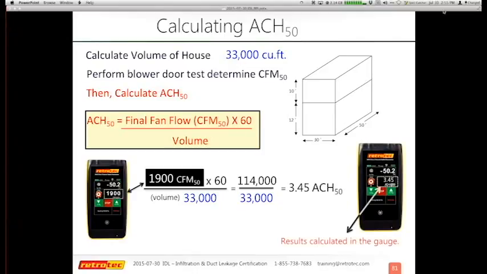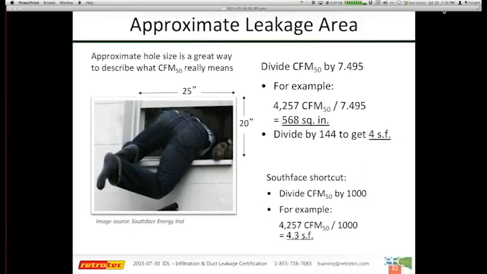And again, one of the awesome features that the Retrotec gauges do is they will provide the results in the gauge automatically. So they'll give me the CFM, I can change it and get my results. So it's very handy to have.